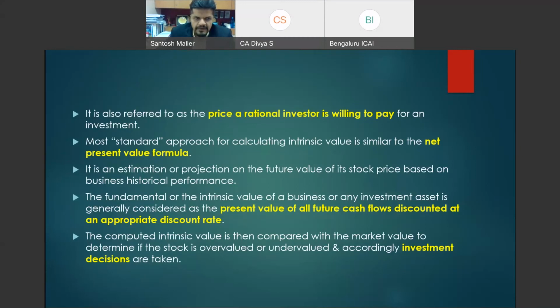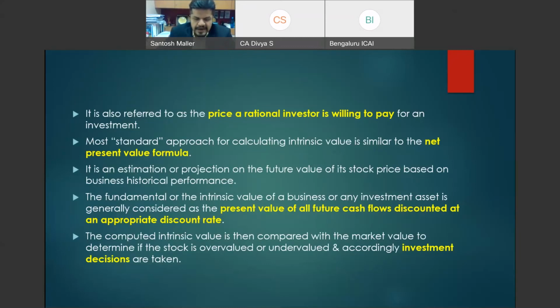There can be various factors: which promoter group the company belongs to, which sector the company belongs to, which country the company has operations in, and various other things, and what is the current, general level of borrowings. Again, that can have a significant impact on the discount rate.